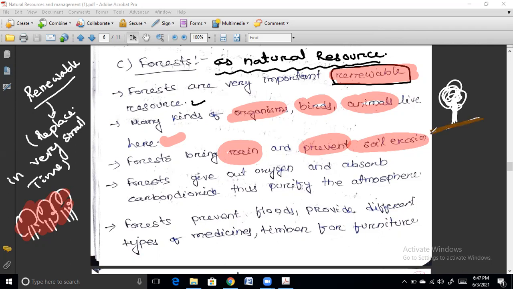This is the soil, and as you know, in case of plants, there is the presence of the root system, okay? And these root systems anchor the soil. They anchor the soil. The roots hold the soil and keep it anchored.